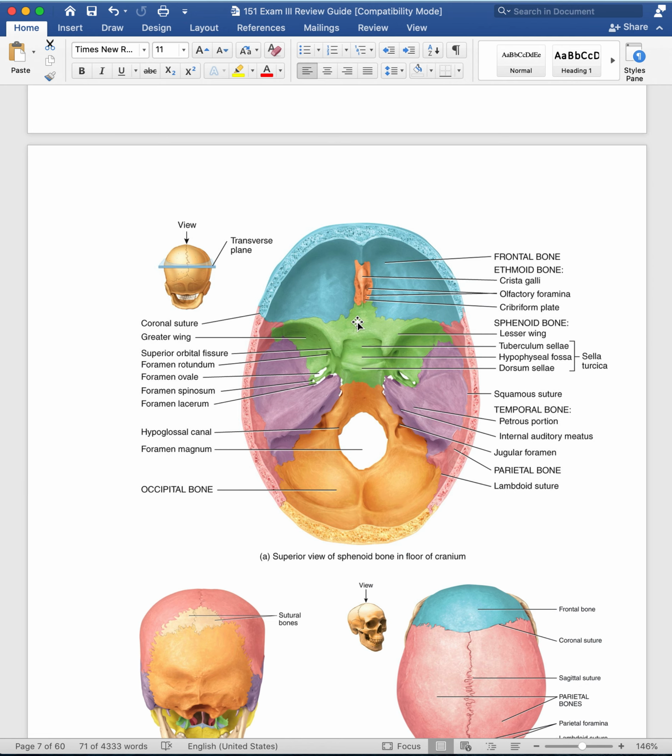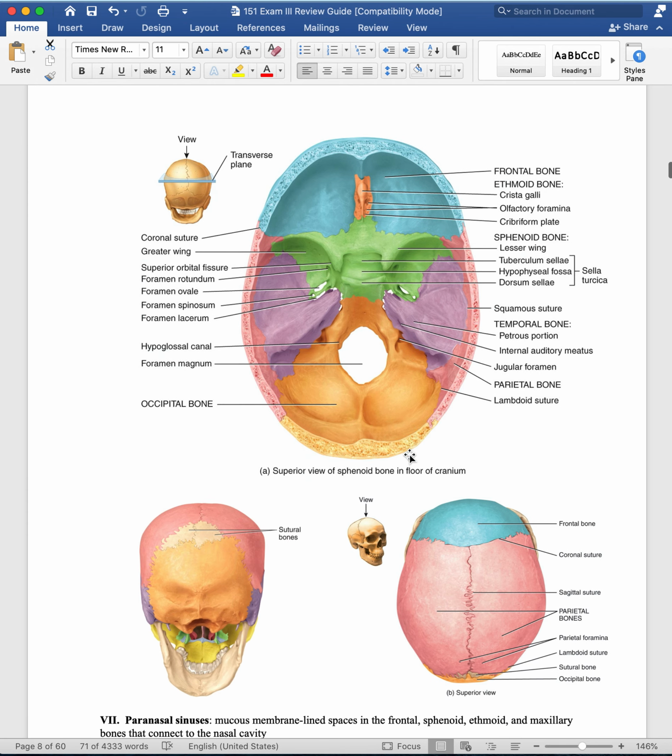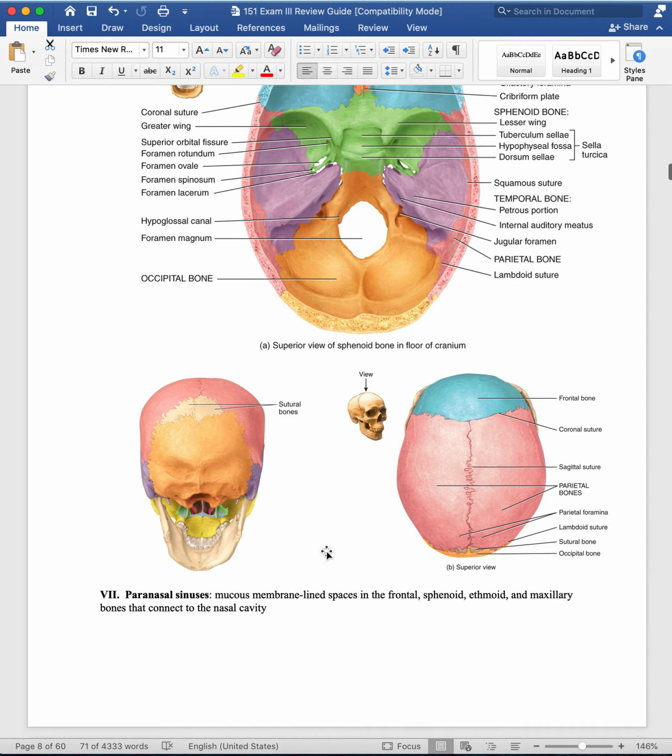All right. Let's see. This is going to be yet another view, all the same bones again. So anything that's going to be in caps, I want you to know. So parietal, occipital, temporal, sphenoid, ethmoid. We have the cribriform plate right there in the ethmoid bone, frontal. So just go through there until you can do it the way I just did it. Rattle it off by knowing which color is what and where they're located relative to one another.